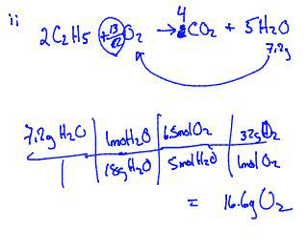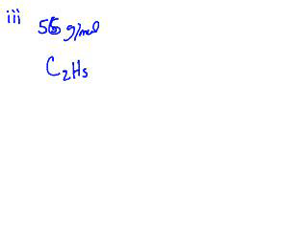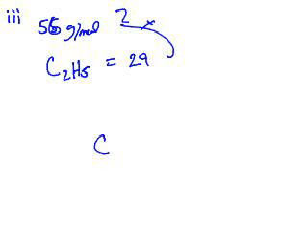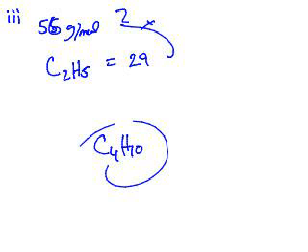All right, and then we have the third part of this, and it says, what is the molecular formula of the compound? We know that the molar mass is 56 grams per mole, and we know that it's C2H5. When you add that up, that comes out to 29, so this is a times 2, so it'll be C4H10.